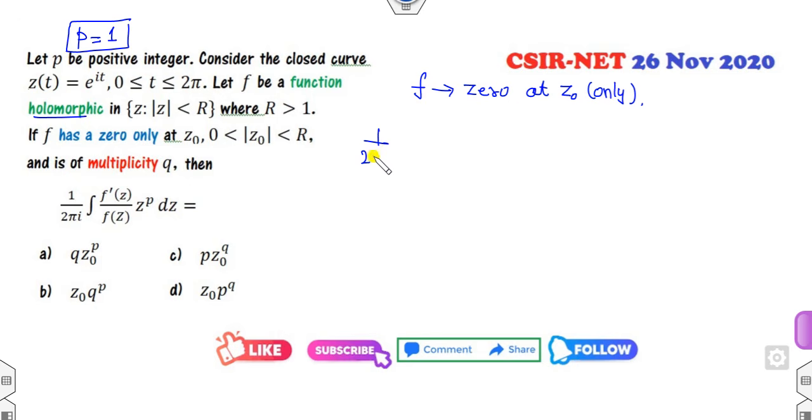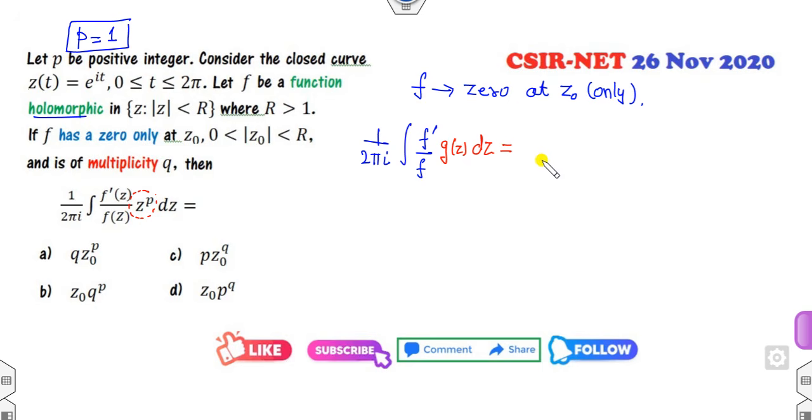Okay, that's very simple. 2 pi iota f dash over f. You remember what this condition is? This is always the number of zeros minus the number of poles. But you can see here another function is given to you. So I will tell you firstly the general way. I can write this as g. Fine, all are functions of z.